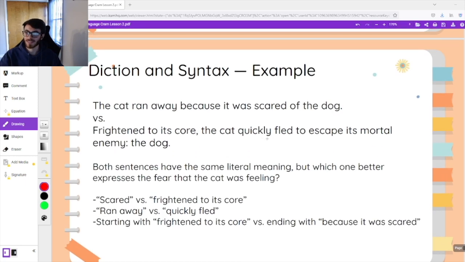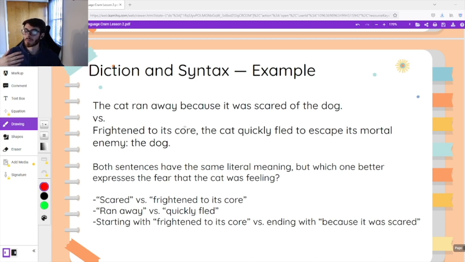And we'll talk about that with this example here. We have two sentences here. The cat ran away because it was scared of the dog, versus frightened to its core, the cat quickly fled to escape its mortal enemy, the dog. They both have the same literal meaning, right? They are both illustrating a scenario in which a cat is scared because there's a dog and the cat runs away. But they present this information in very different ways by using different word choices, right? Different diction, and by structuring the sentence in different ways, using different syntax.